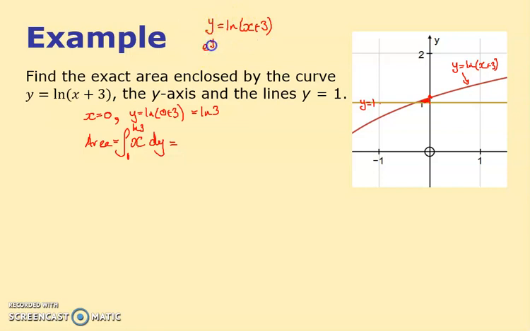I get e to the y equals x plus 3. I get e to the y minus 3, and I'm going to chuck an x on the front. So that's what my x is equal to. So this is really the integral of e to the y minus 3 dy between 1 and log 3.